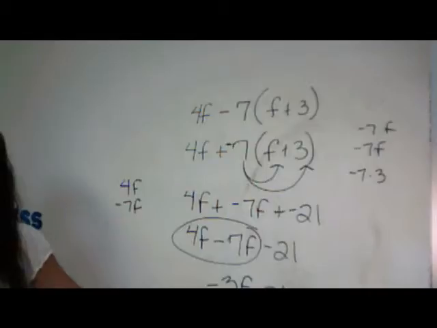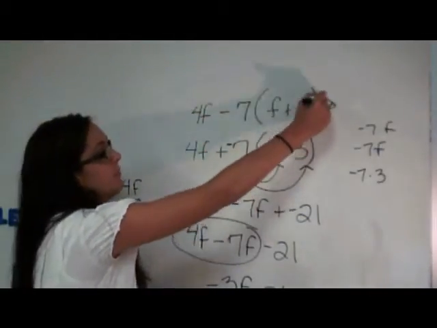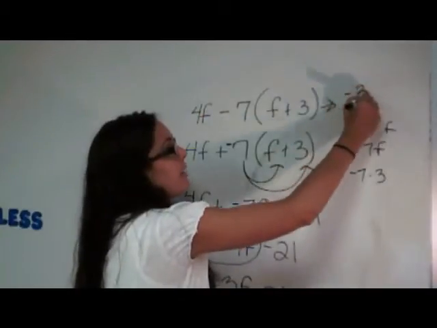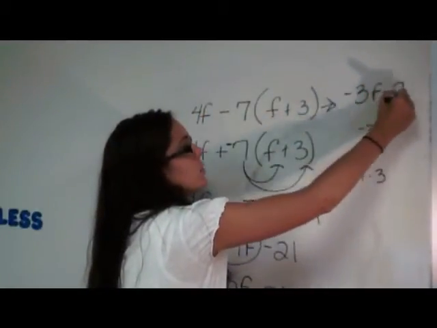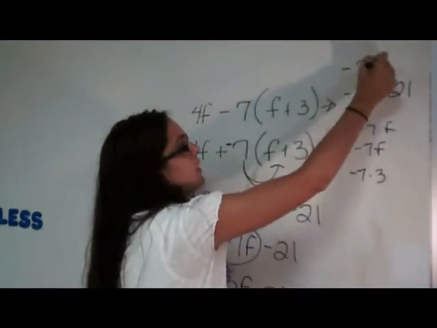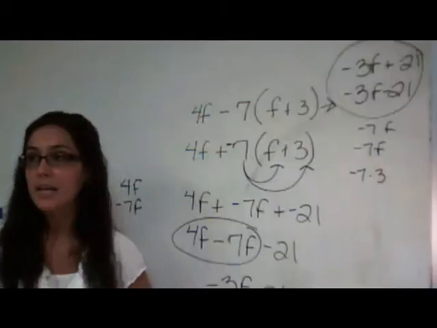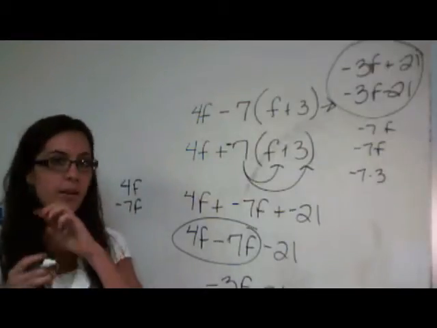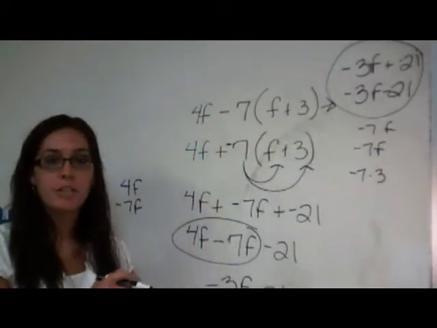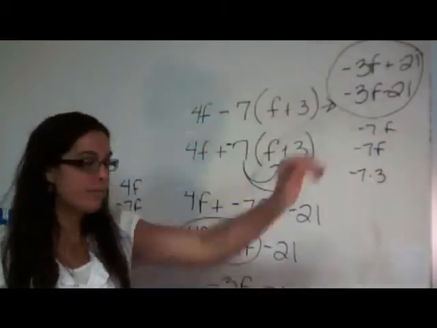So our final answer, oh, I got to put it up higher. For this original problem, we have negative 3f minus 21, or what we could say is negative 3f plus a negative 21. Both of those mean the same thing. On a test or standardized, or if it's for your teacher, they're going to have one or the other. They're never going to have both because they mean the same thing.